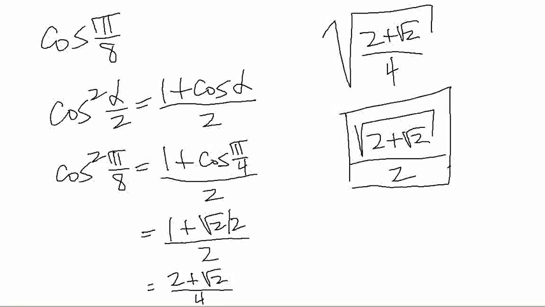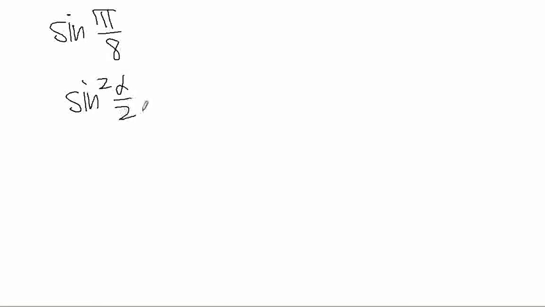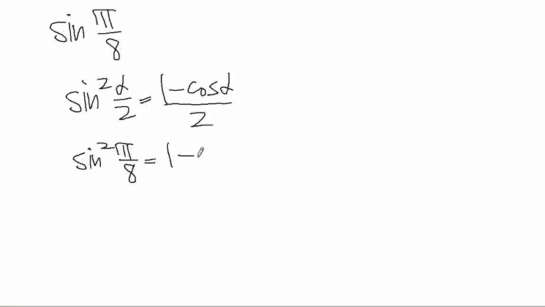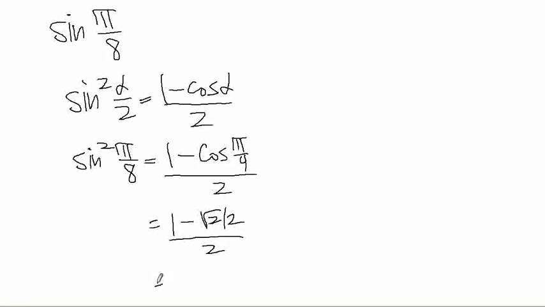Now, let me try another example. How about the sine of pi over 8? So I will use the following identity. I will replace alpha with pi over 4. So that'll give 1 minus the square root of 2 over 2 all over 2. Double all the terms in the numerator and denominator. That'll give 2 minus the square root of 2 over 4.